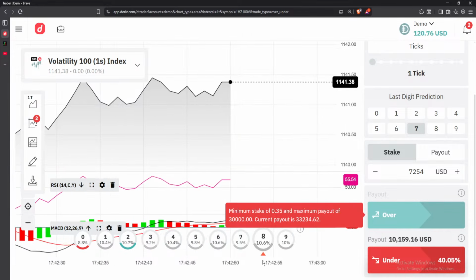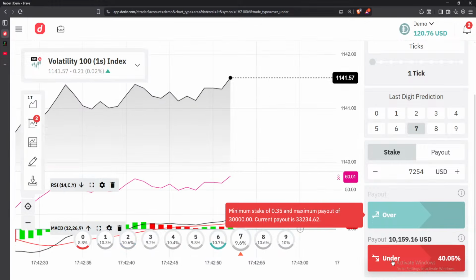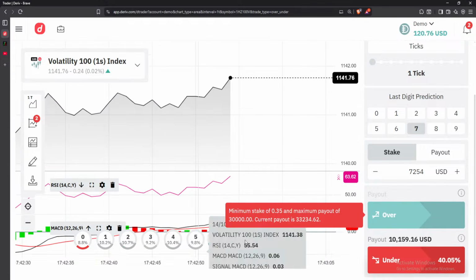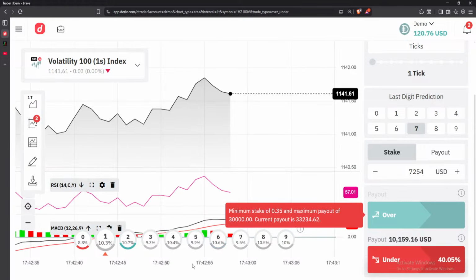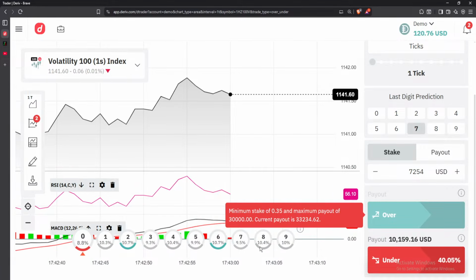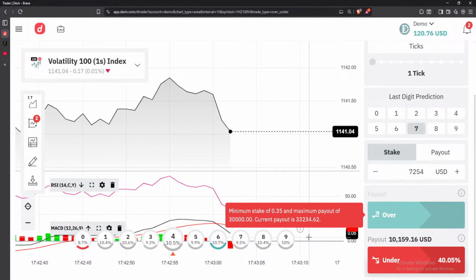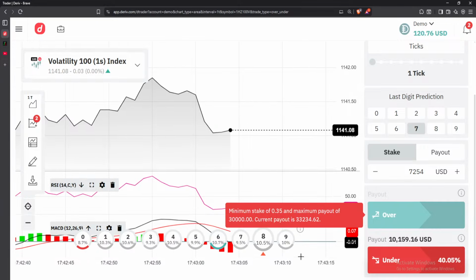You will wait for this ticker to touch 8, and then you press under. Or you wait for this ticker to touch 7 and 8, and then you press under, or 9 and 8, and then you press under. But 8 should be the last number that is touched by the ticker before you press under.